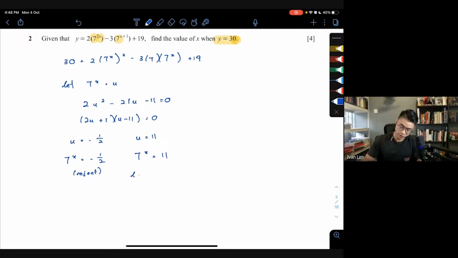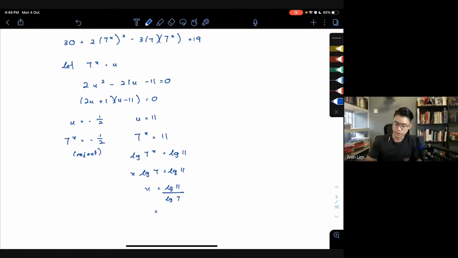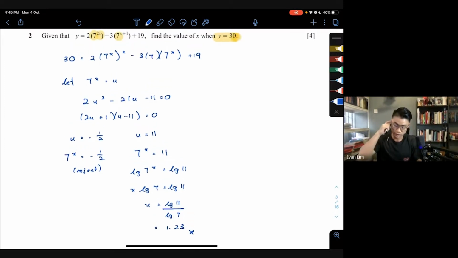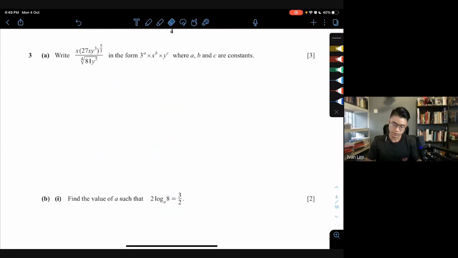Here you can use log or ln, it's up to you. Use the power rule: x log 7 equals log 11, so x equals log 11 over log 7. Type this in the calculator and you get 1.23. Here just use log base 10 because your calculator can use log base 10. I think most of your calculators are like this, so just change it all to log 10. 4-mark question. Next one.